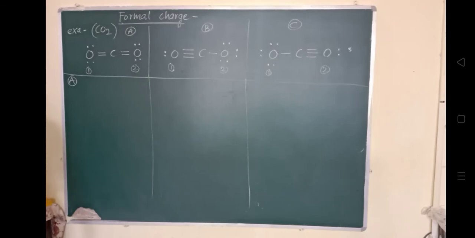The total number of electrons. If you see the total number of electrons, here it is 4 plus 6 plus 6. There are a total of 16 electrons present. So formal charge. I will write here the formal charge on the carbon atom.